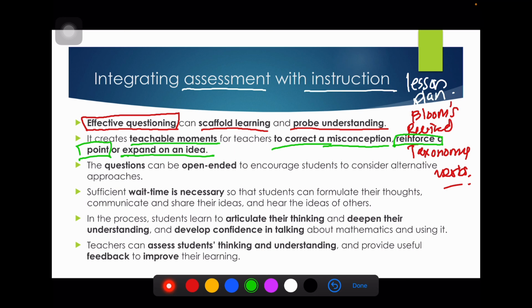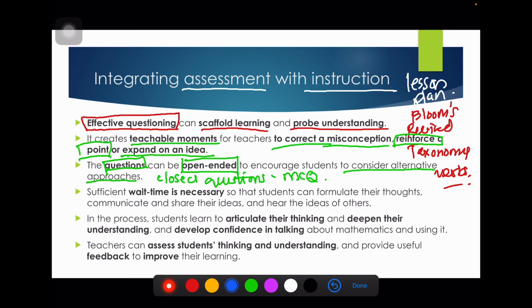Questions, there are two types of questions. Now this is one type which we call open-ended questions. The other one is called closed questions. Closed questions are normally MCQ, multiple choice questions, where you have A, B, C, D. But open-ended questions is where your students will need to think, and they might come up with alternative approaches to solve the mathematical problem.